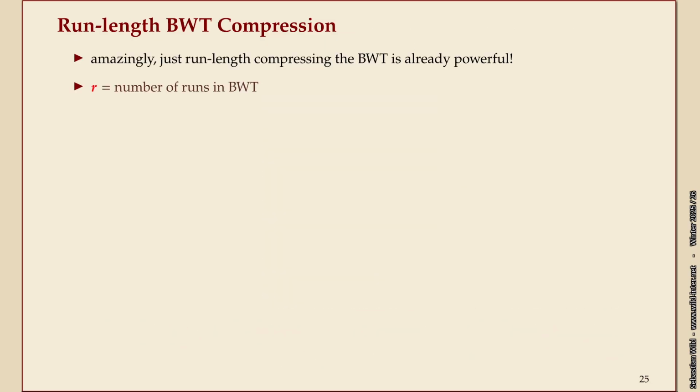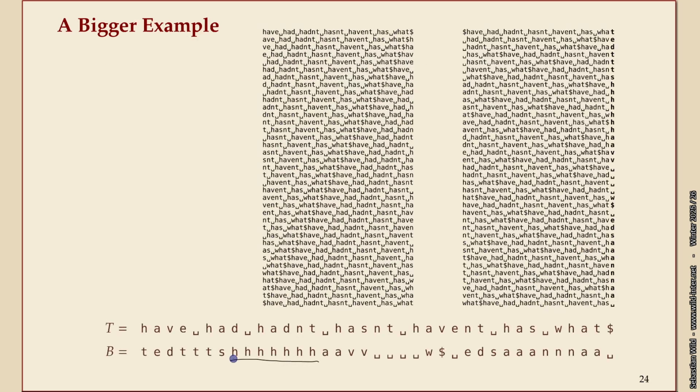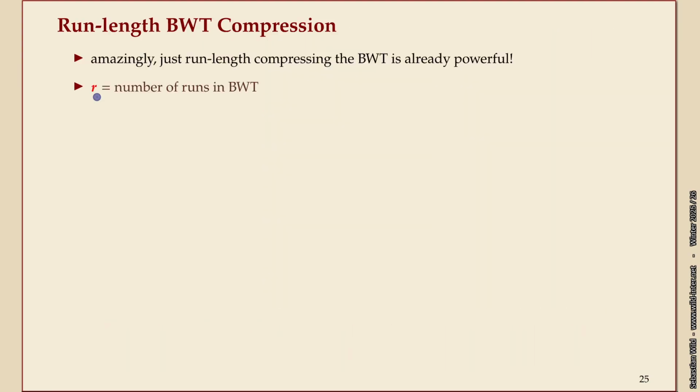Indeed, you can even prove, we're not going to do it, I'm just citing the results: if you take the BWT and you run-length compress it, which is, I'm just going to write down here, this is 7 times an H. Then comes 2 times an A, 2 times a V, 4 times a space. That's all I'm doing. And I call the number of such runs that I have to write down for the BWT R.